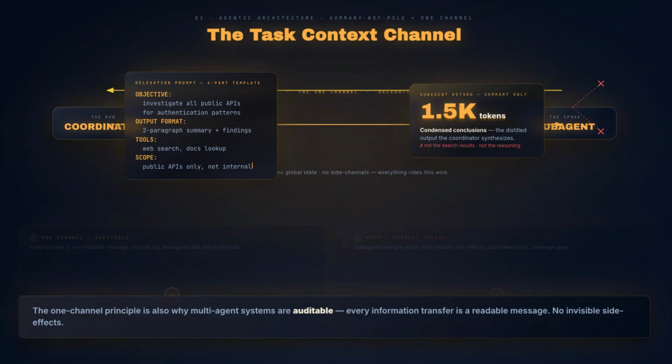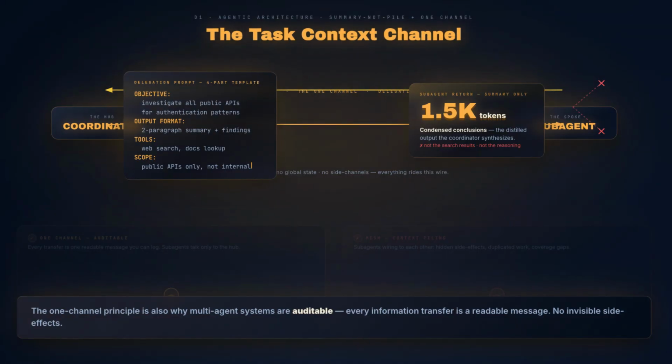Missing any of these produces one of 2 failure modes. Missing the scope, 2 subagents investigate the same thing, duplicated work. Missing objective clarity, a whole area of the task falls through the cracks, a coverage gap. The exam tests this, and it asks which part of the delegation failed, not which subagent failed. The error is always in the coordinator's decomposition, not in the subagent's execution.